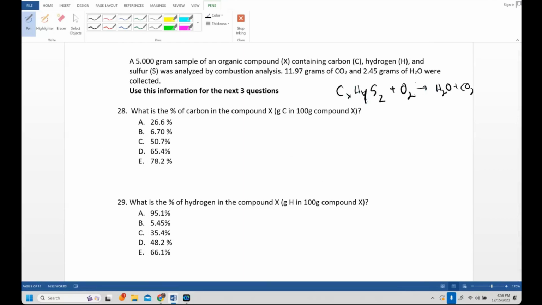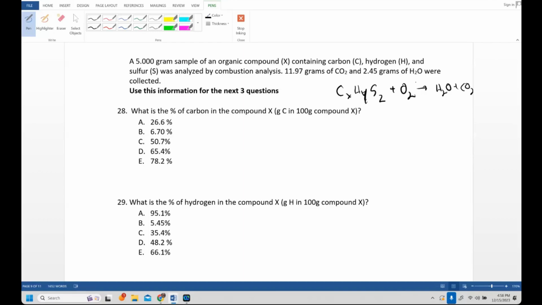So from this, we can say that the only source of carbon in the products is the CO2. So if we find the amount of carbon in CO2, that is the same amount of carbon from our original organic sample. The same thing goes with hydrogen and water. So the amount of water given can directly tell us the amount of hydrogen in the organic sample.